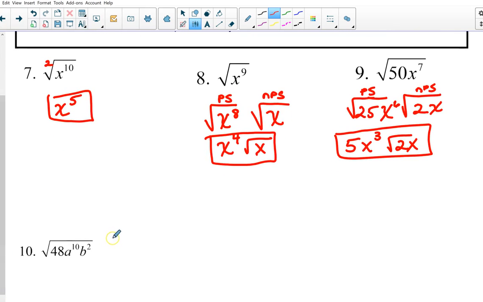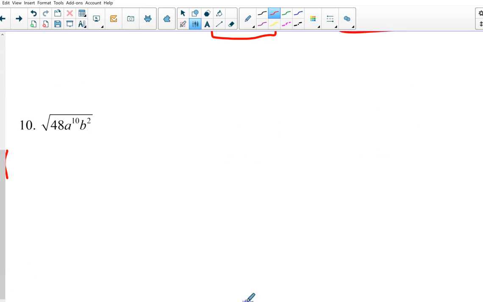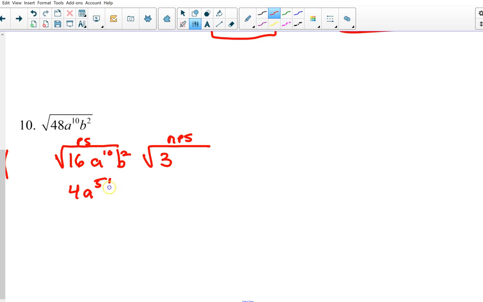And the last one in this section, again, same philosophy. We're going to break it into the perfect square and the non-perfect square piece. Highest perfect square in 48 is 16. To make it whole, we're multiplying it by 3. And now it's a to the 10th and b squared. This simplifies to 4a to the 5th b times square root of 3.